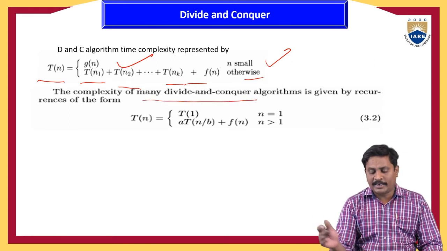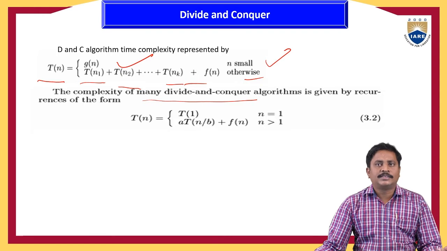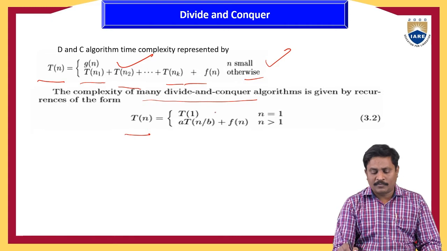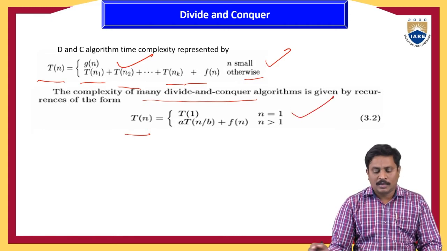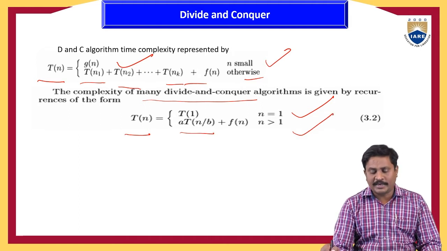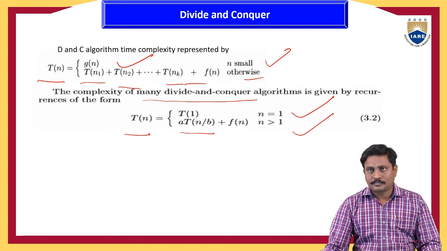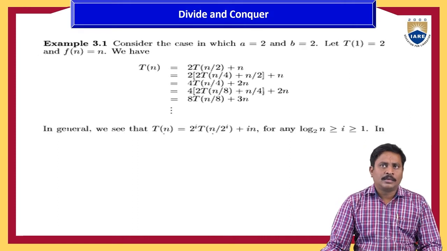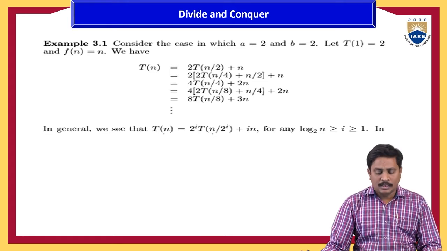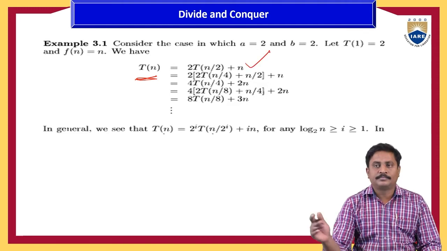The complexity of many divide and conquer algorithms is given by a recurrence of the form T of n equal to T of 1 if n equal to 1, or a into T of n by b plus F of n if n greater than 1. Here we consider the case in which a equal to 2, b equal to 2, T of 1 equal to 2, and F of n equal to n. Then the time complexity T of n becomes 2 into T of n by 2 plus n.